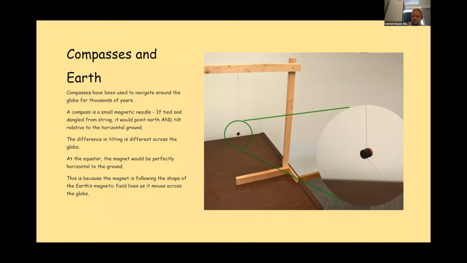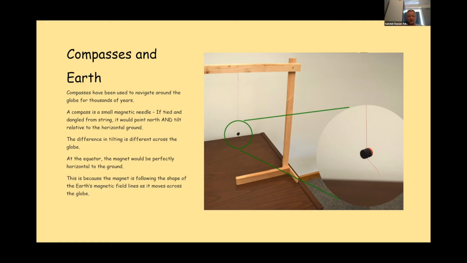So, what's the evidence for a magnetic field on Earth? Well, we've used compasses to navigate around the globe for thousands of years. A compass is a small magnetic needle, but if you take the magnetic needle out and tie it and dangle it from a string, a bit like the diagram showing, it would freely rotate until it points north.